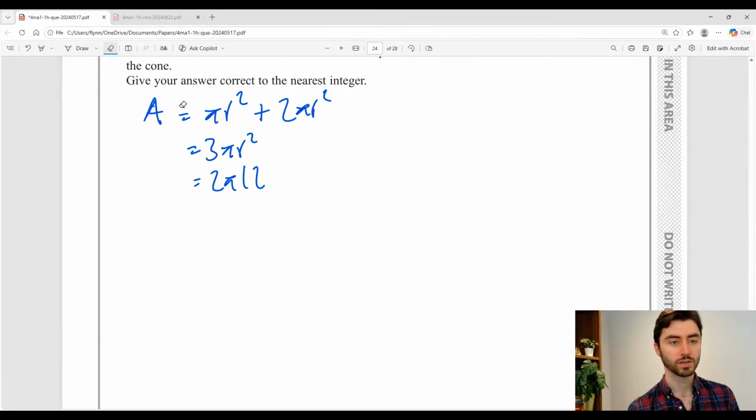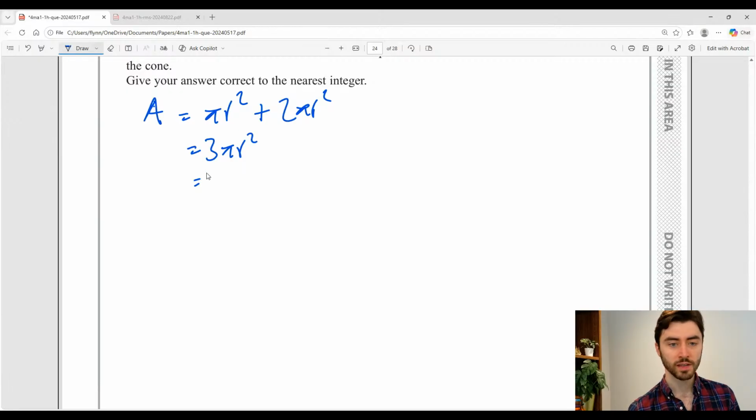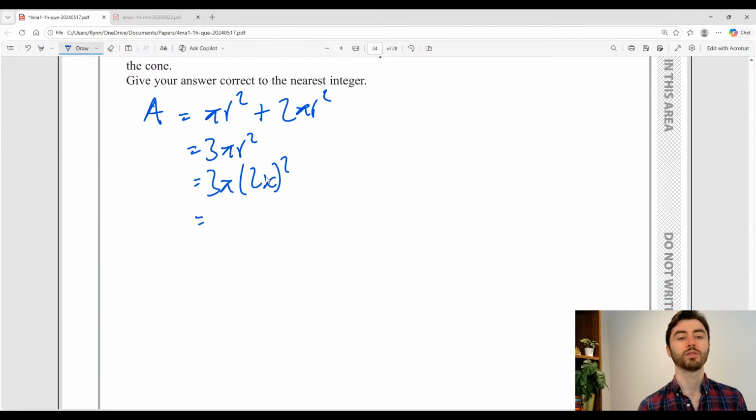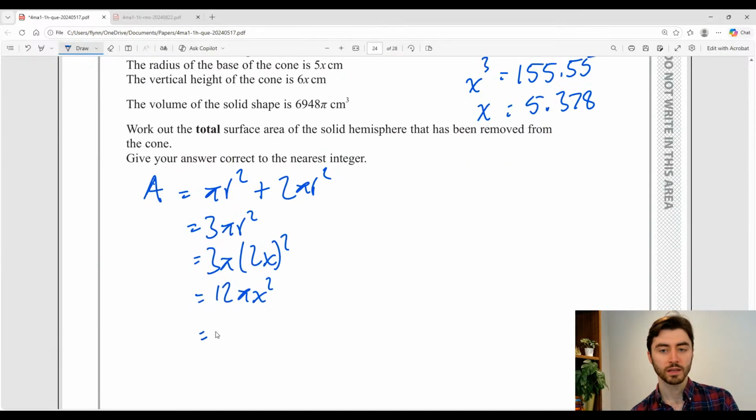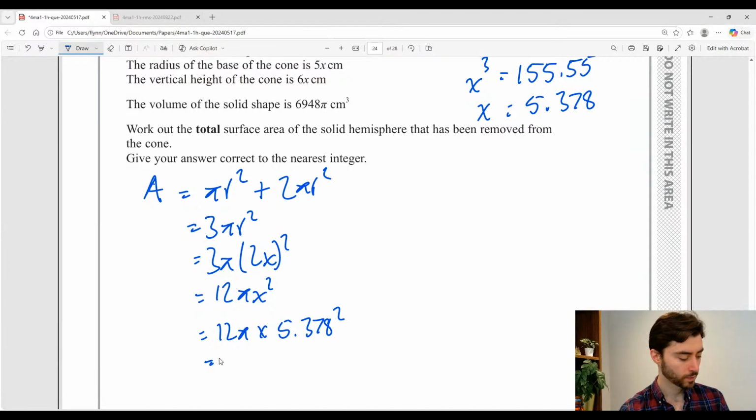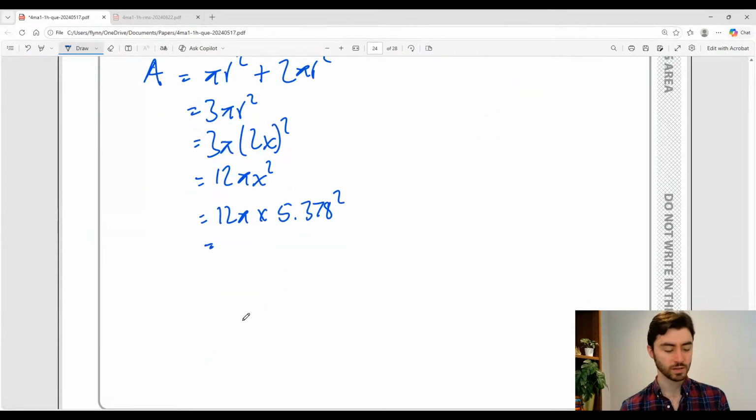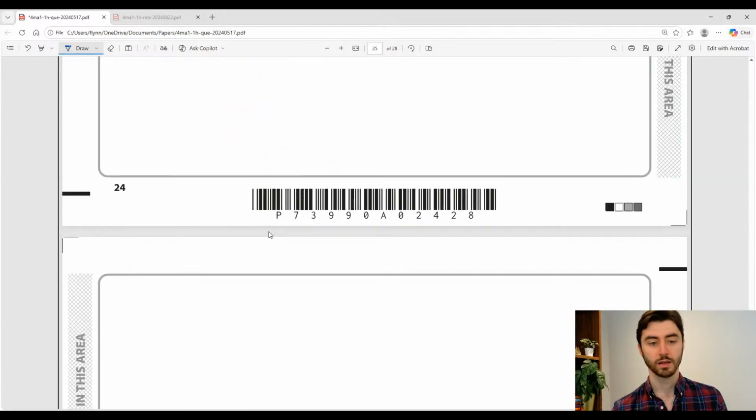Sorry, made a little transcription error there. The radius of the hemisphere is 2x. So 3 pi into 2x all squared. So that would be 3 times 4 is 12 pi x squared. So the total area is 12 pi times 5.378 squared. 12 pi times that thing squared is, to the nearest integer, 1090. Okay.